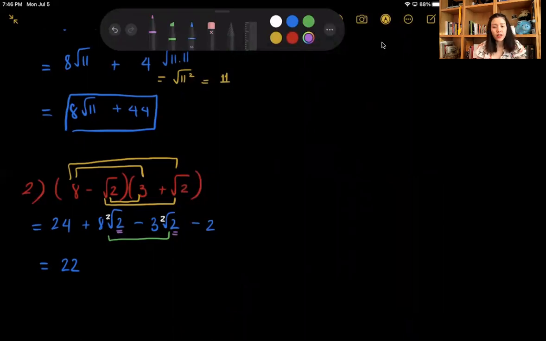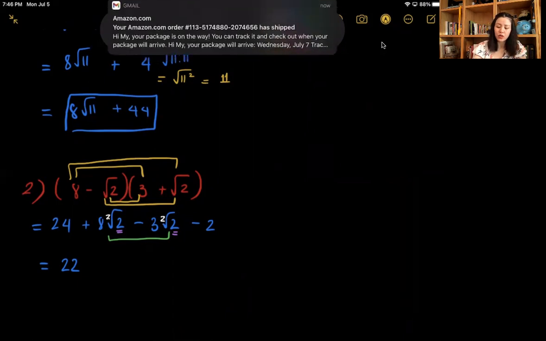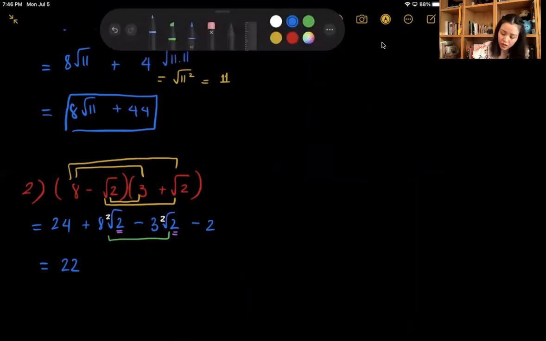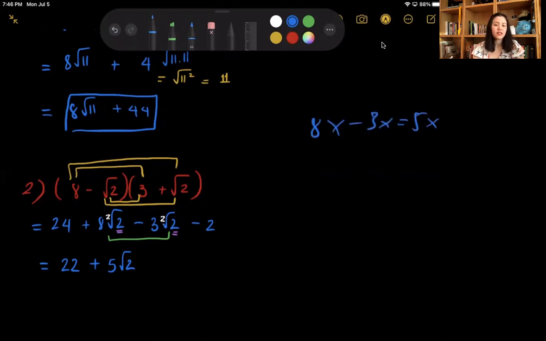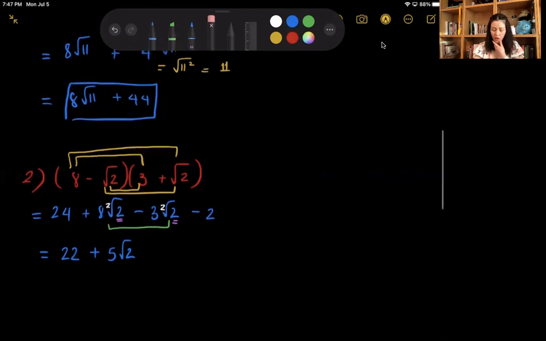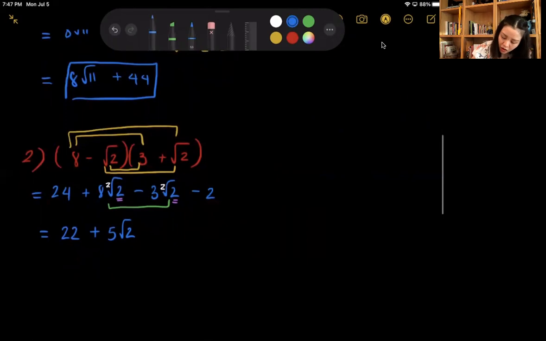Same index, same radicand. We can add them together, right? When we add them together, we only add the coefficient in front of the root, right? So 8 minus 3 is 5. So it'll be positive 5 root 2. Okay? Think of them like x. So for example, you have 8x minus 3x is equal to 5x. Okay. All right. Okay, and that will be our final answer for number 2.